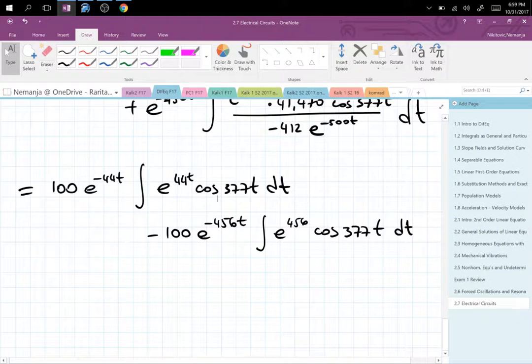Well, wait, now we have to integrate this. That's bad. You remember how to do this integral? No. Yeah, integration by parts twice, and then move it. This would be one of the problems that I skip. He's gonna make it work. What do you want? He's gonna put another problem like this. To integrate e to the 456t cosine 377t. So we now integrate this.